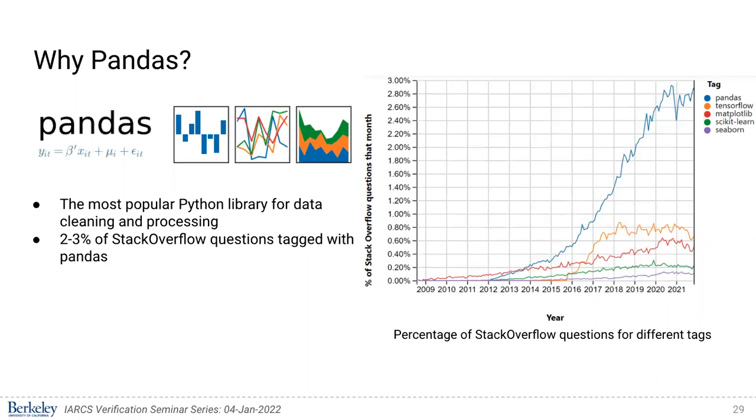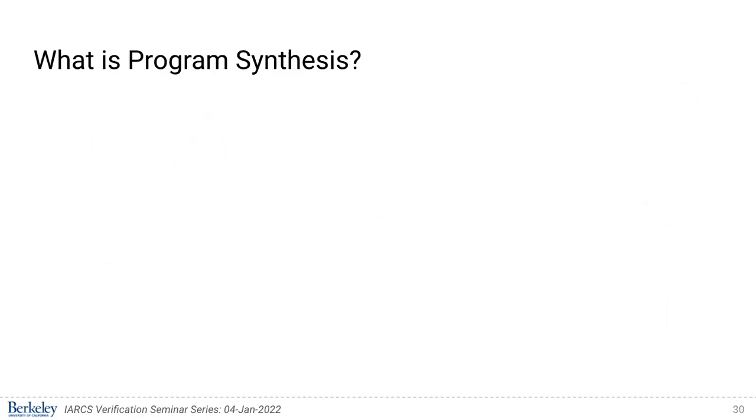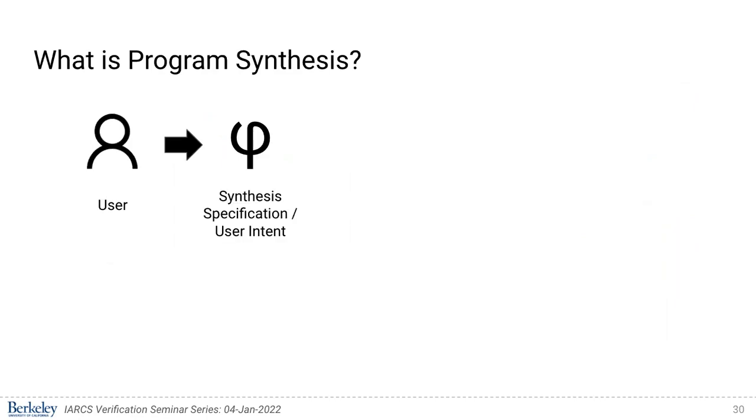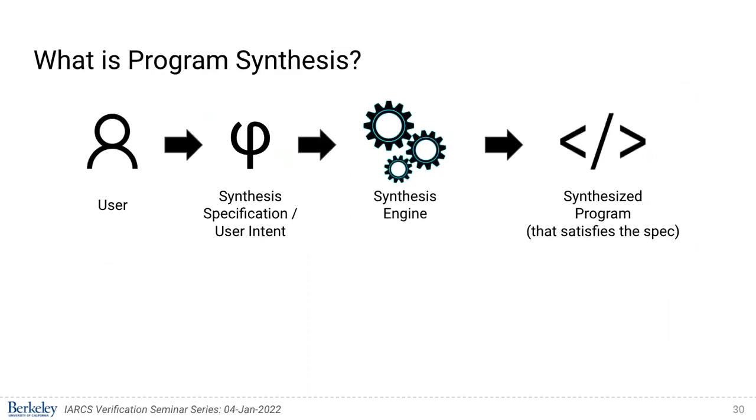So before I dive into the actual approach we took for synthesis for pandas, I want to give you some insight into the decision-making process behind the approach that we took, especially in the context of past synthesis literature at the time. So just to recap, and I'm sure everyone is familiar, but I'll just recap it for completeness's sake. So what is synthesis? Essentially, you have a user who provides a synthesis specification, which is essentially a specification of their intent, what they want to do, and which is passed on to a synthesis engine, and the engine comes up with a program that satisfies the spec.